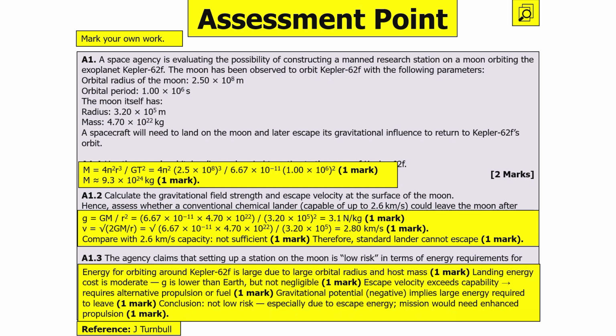Finally, the energy for orbiting around Kepler-62f is large due to the large orbital radius and host mass. The landing energy cost is moderate as g is lower than on Earth, but it's not nothing. Now the escape velocity exceeds the capability, so we'll need something else to provide alternative propulsion or fuel. The gravitational potential implies a large energy is required to leave, so the conclusion is it's not low risk, especially due to the escape energy. The mission would need a greater propulsion system than the one that it has already.